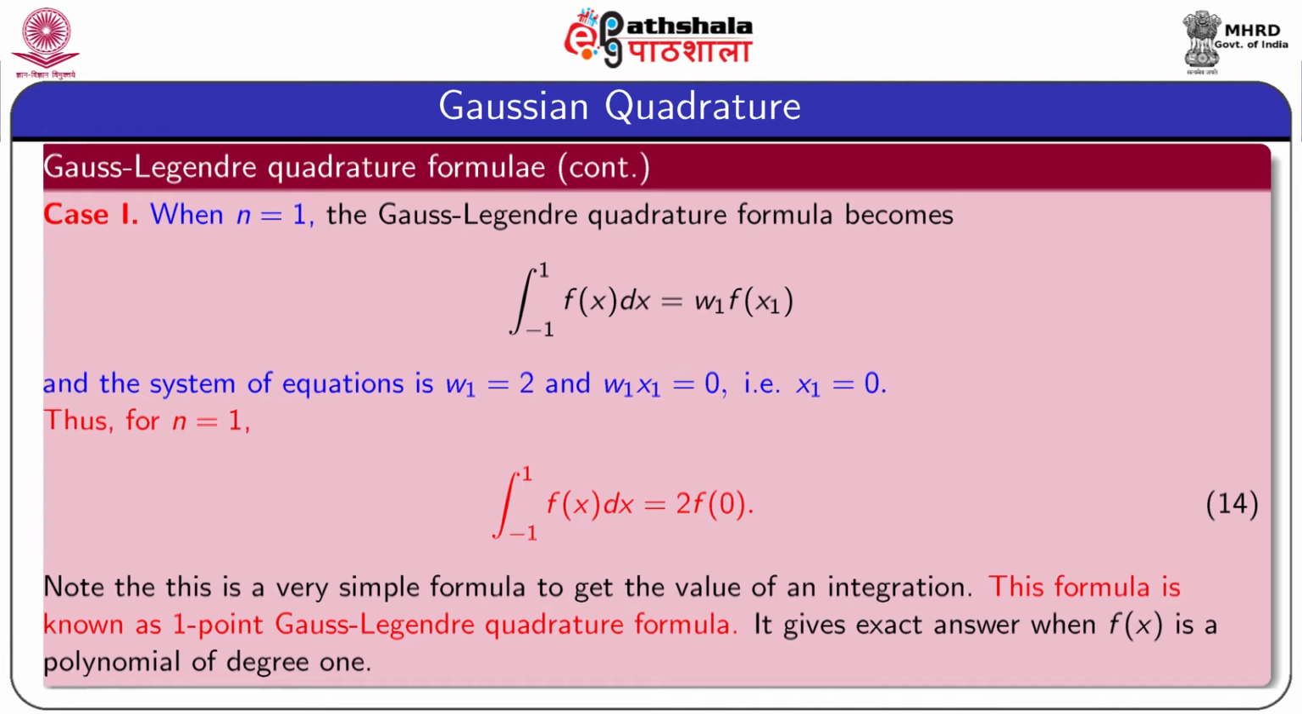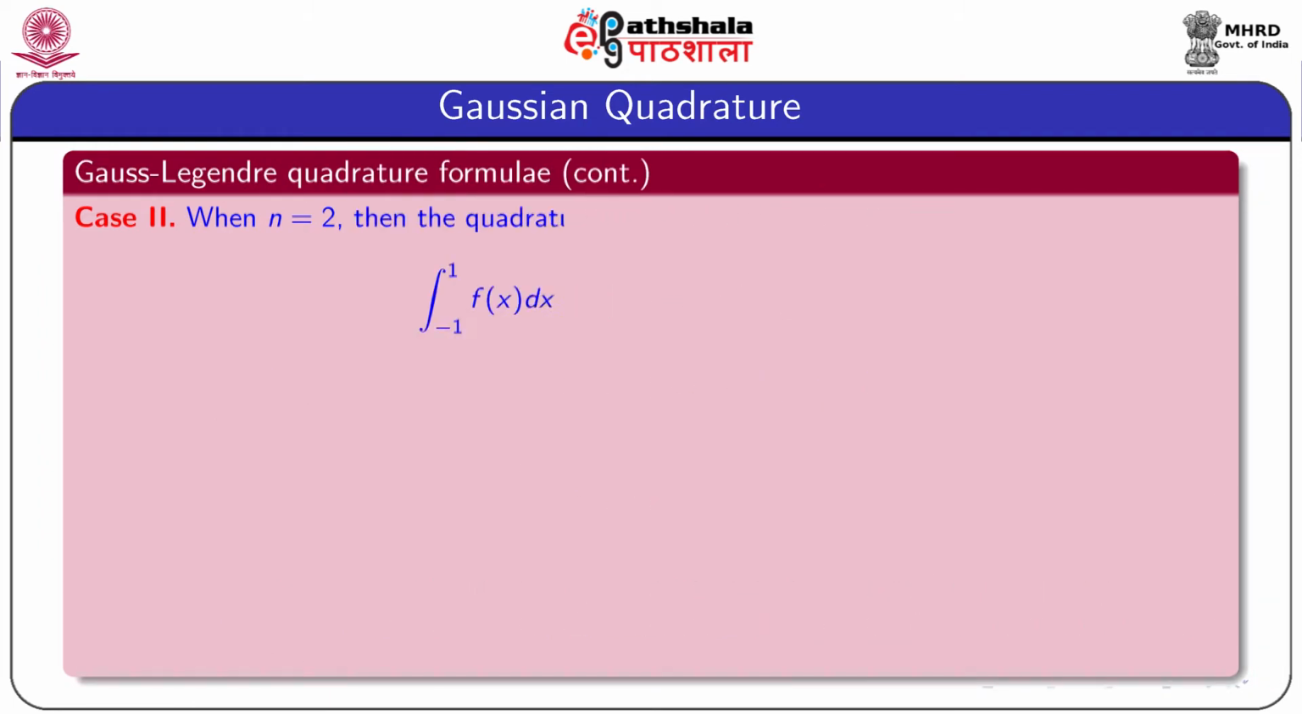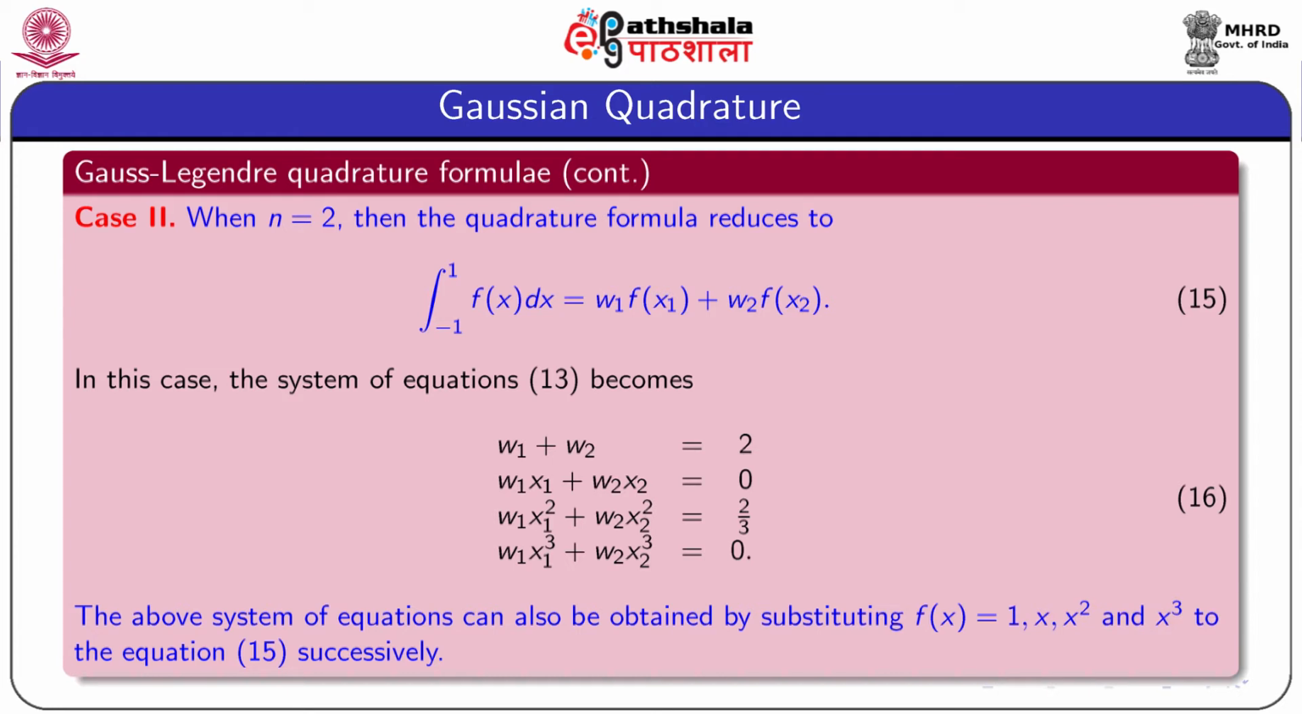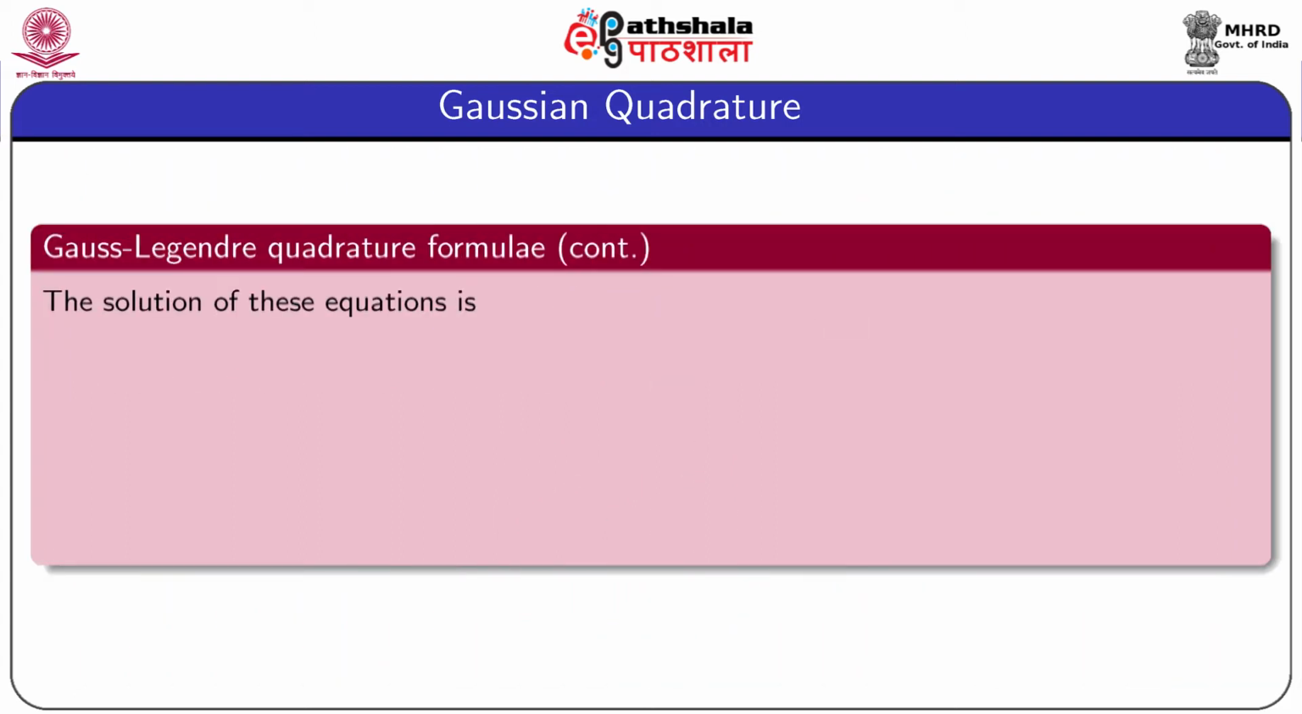In case 2, we consider n equal to 2. For this value, the Gauss-Legendre quadrature formula is given by equation 15. Here w1 and w2 are two weights and x1 and x2 are two nodes. The values of w1 and w2 and x1 and x2 are given by equation 16. These are four equations containing four unknowns. The above system of equations can also be obtained by substituting f x equal to 1, x, x square and x cube in equation 15. And solving this, we get w1 equal to w2 equal to 1 and x1 equal to minus 1 by root 3 and x2 equal to 1 by root 3.